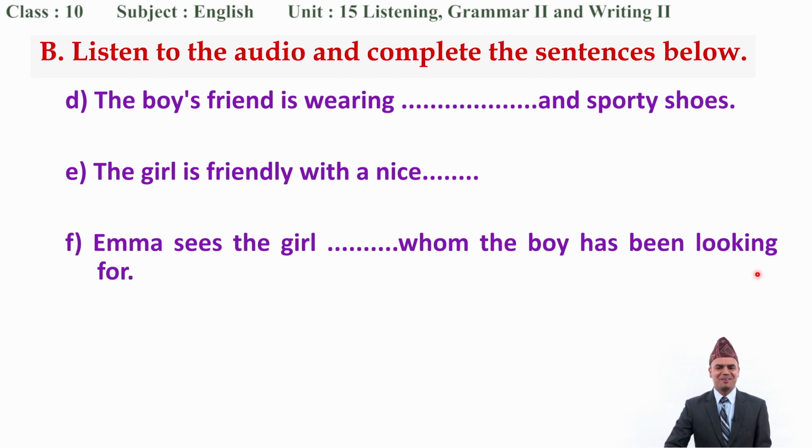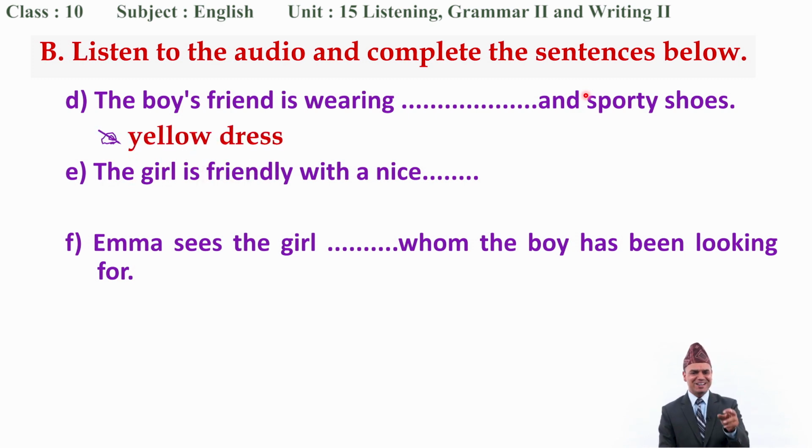All right. Very good. Okay. Are you clear now? Now you can check question D. The boy's friend is wearing... You remember the color? What color dress? Yeah, very good. You are very clever. Yellow dress. Yeah. And the next question is, the girl is friendly with or nice what? Remember? Listen to the audio. Smile. Yeah, nice smile.